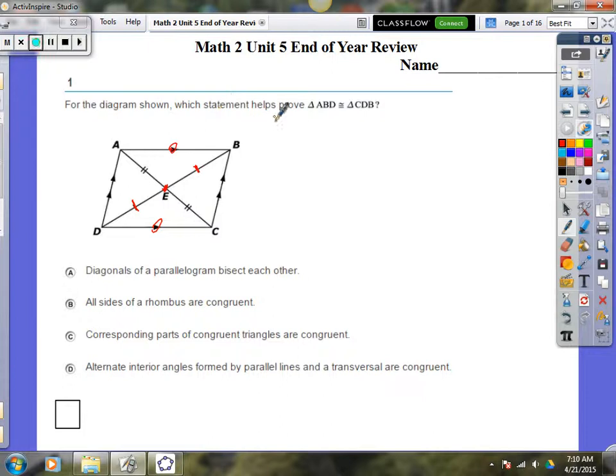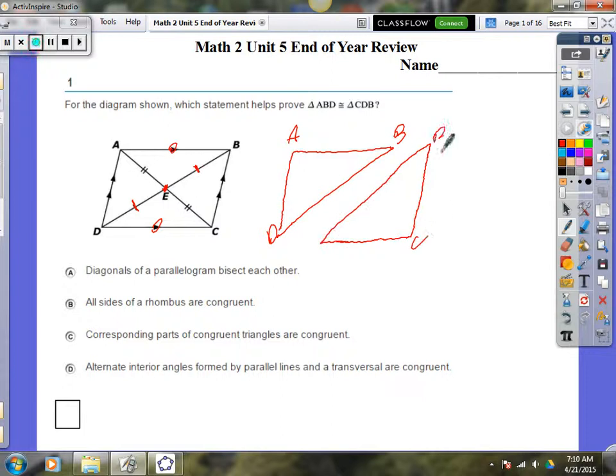So which statement helps prove triangle ABD is congruent to triangle CBD? I'm going to draw triangle ABD. Triangle ABD is this triangle right here, and CBD is this triangle right here. You do not know that the top is congruent to the bottom, and you don't know that the left is congruent to the right, but we do know that DB is congruent to DB. That's the same piece, so we know that.